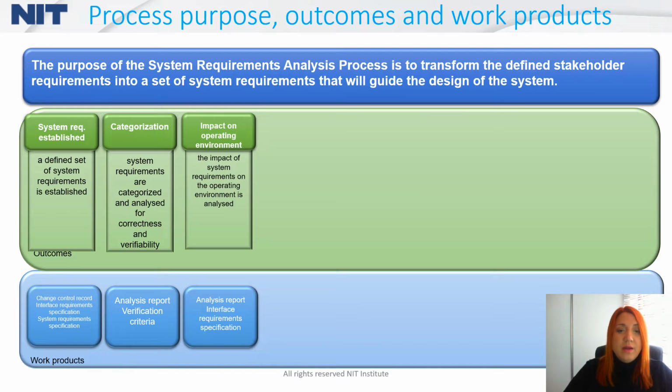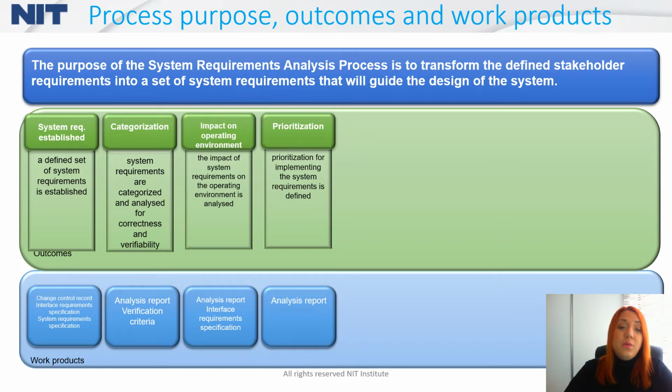In the next outcome, we have impact on the operational environment. It means that the impact of system requirements on the operating environment is analyzed. We need to have in the written form what is the impact on the operational environment. Then we have one outcome, which is talking about prioritization of implementing the system requirements. It means that you need to define what are the requirements which need to be developed firstly, and then what are the succeeding requirements on the system level.